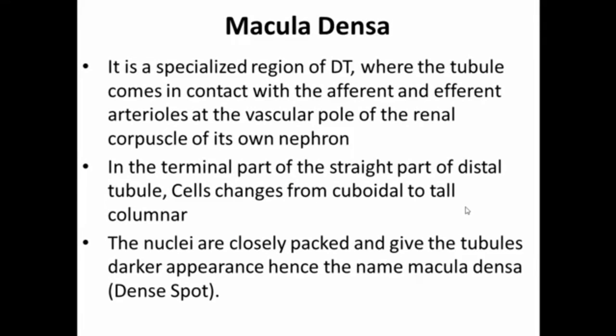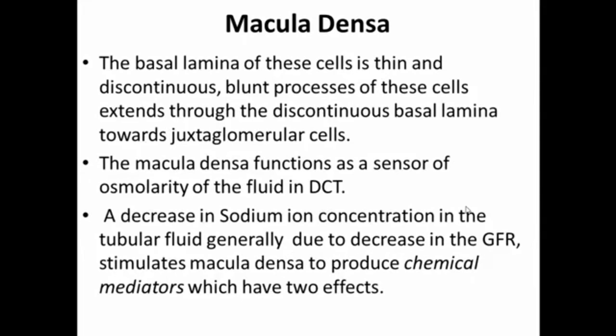This is again the Macula Densa, which is a specialized region of the distal tubule where the tubule comes in contact with the afferent and efferent arterioles at the vascular pole of the renal corpuscle of its own nephron. In the terminal part of the straight part of the distal tubule, cells change from cuboidal to tall columnar. Nuclei are closely packed and give the tubule a darker appearance, hence the name Macula Densa. You can call it dense spot. The basal lamina of these cells is thin and discontinuous. Blunt processes of these cells extend through the discontinuous basal lamina toward the juxtaglomerular cell.